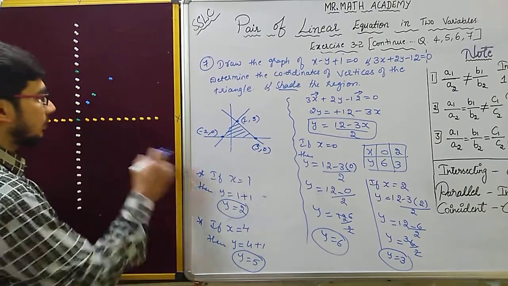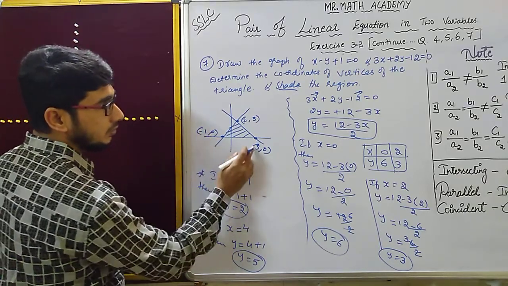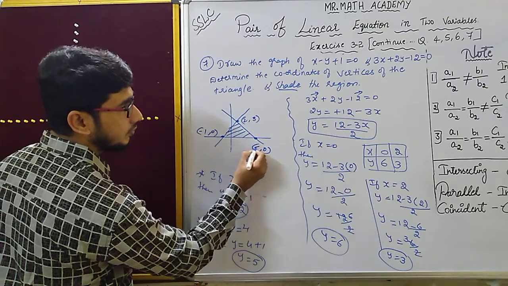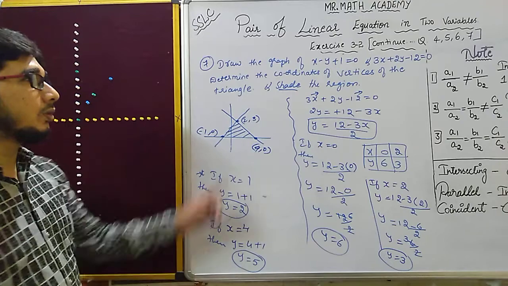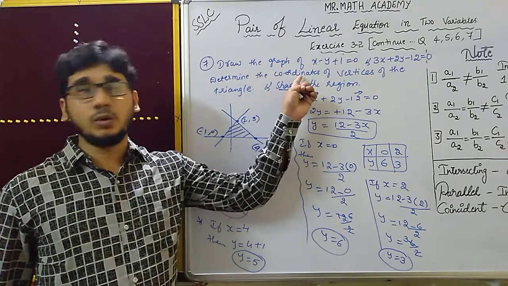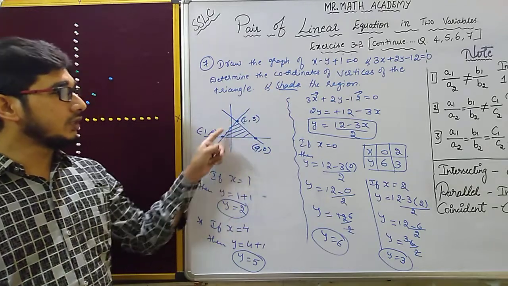Okay students, see, after plotting you will get here minus 1 comma 0, and this will be 4, not 5, this is 4. Once you draw in the graph sheet, you will get the exact solution. So this is how we have got the coordinate points, 1, 2, 3. We have shaded the region.